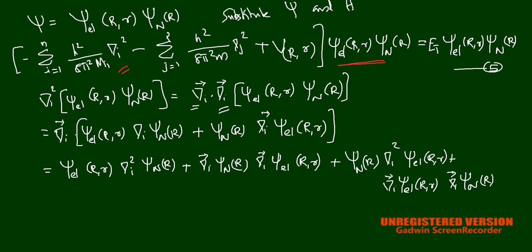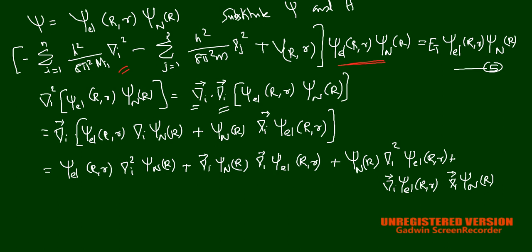So we have to simplify this further. Here we have to understand that del I and del I square refer to differentiation with respect to the capital R only, because del I and del I square operate over the nuclear coordinates.